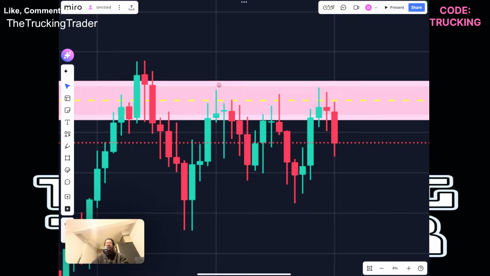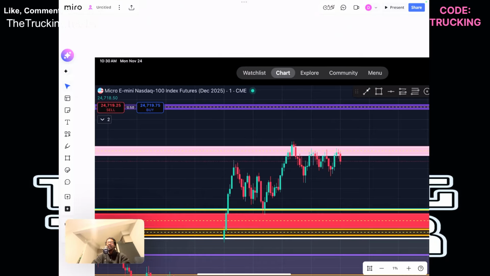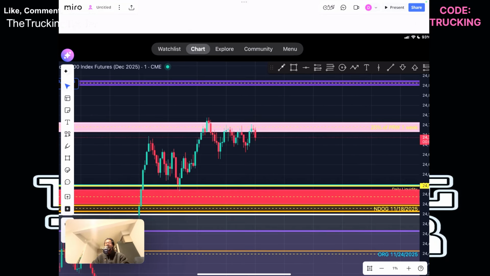And then when you're measuring out this wick, you want to always pay attention to the midpoint of this box, because you could see that this level was actually meaningful to the market, you guys. Look at how price is respecting this level right here, you guys. So as you guys can see, it was a pretty choppy day.